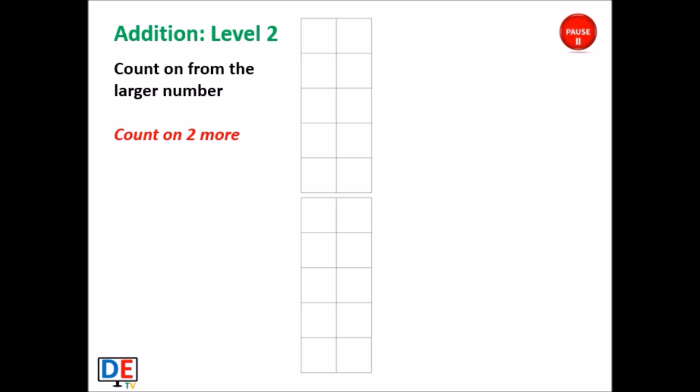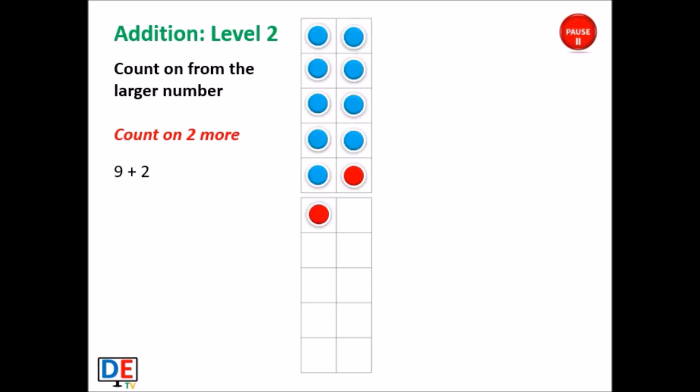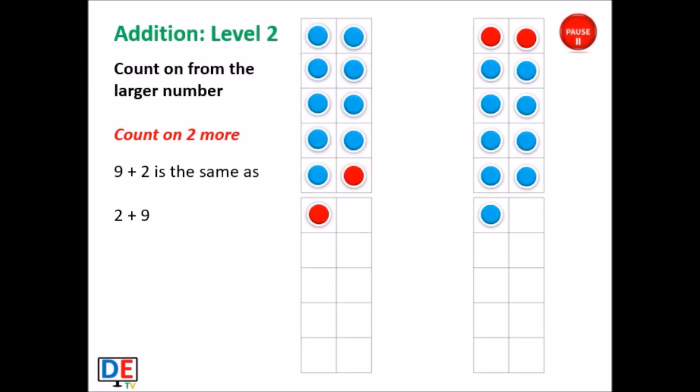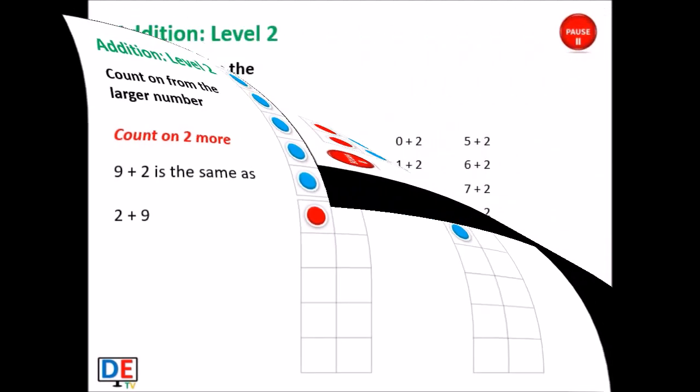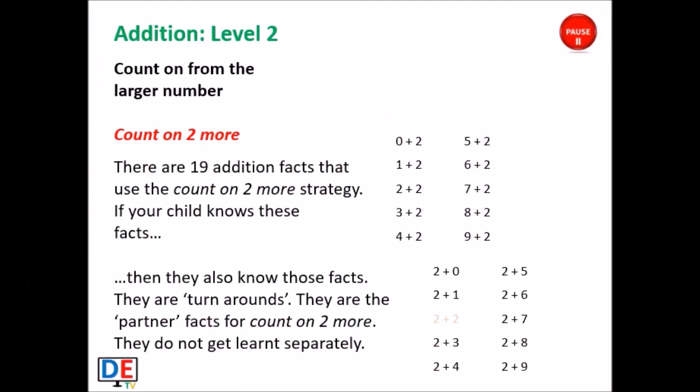Count on 2 more. Use the 10 frames and coloured counters to model the count on 2 more strategy. For example, 9 and 2 make 11. 9 and 2 is the same as 2 and 9. There are 19 addition facts that use the count on 2 more strategy. If your child knows these facts, then they'll also know those facts. They are turnarounds. They are the partner facts for the count on 2 more strategy. They do not get learnt separately.